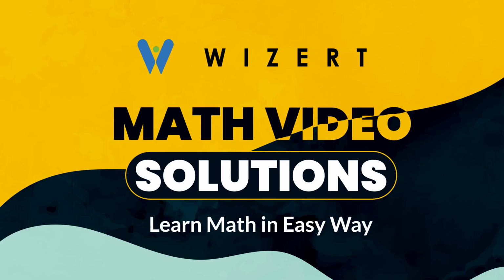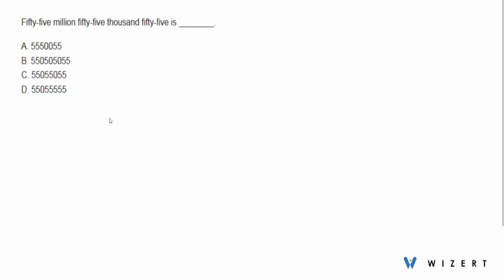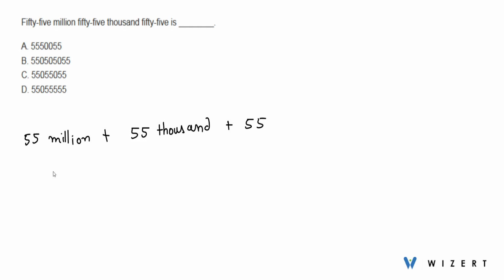So let's begin. According to the question, we have to write 55,055,055 in digits form. So let's break this number. We can write this number as 55 million plus 55,000 plus 55. So 1 million is equal to 10 lakh.